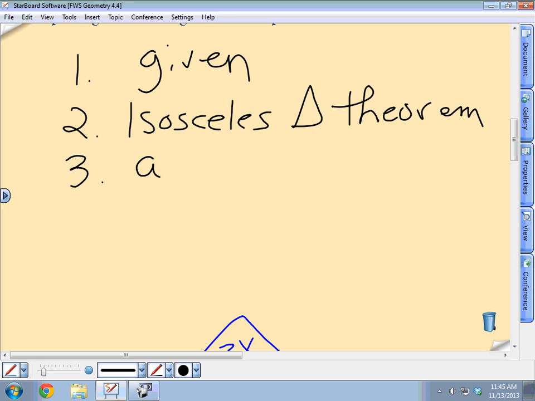Angle addition postulate. Good. So good. You blew my mind. And then number 4, the measure of BAD equals the measure of BCD. BCD.